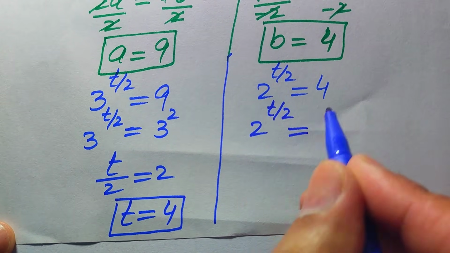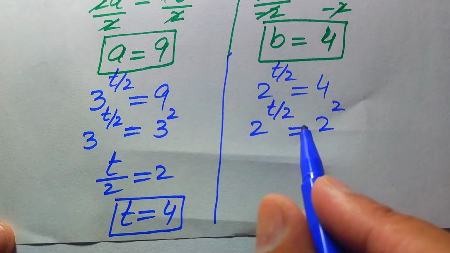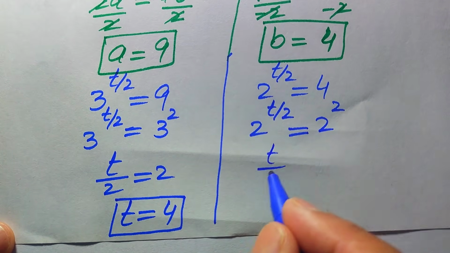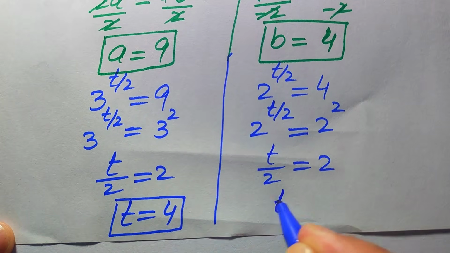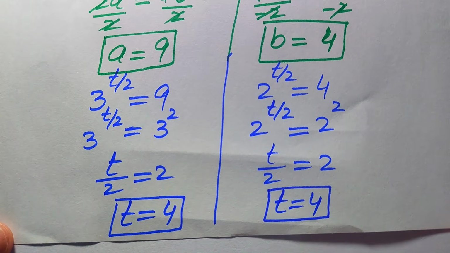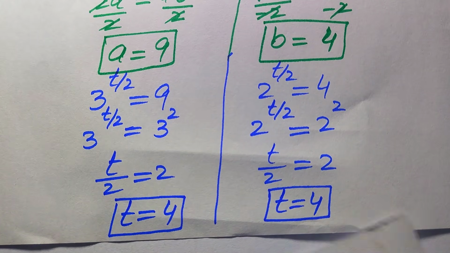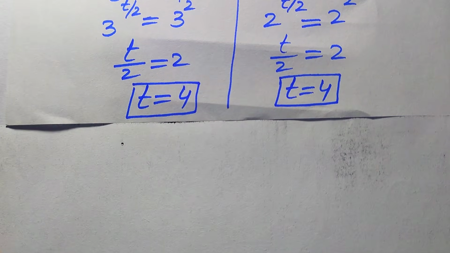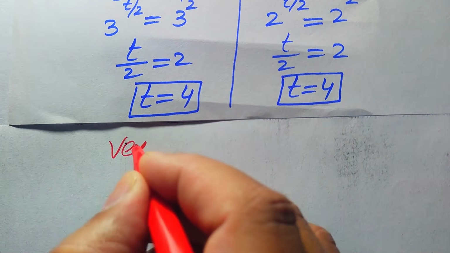So this is one value of t, and in this case we have 2 to the power of t over 2 equals 4, and we write it as 2 squared. So here we need to compare the exponents, and when we compare the exponents we get t over 2 is equal to 2. So we move this 2 to the right hand side, and in the second case we again get the value of t is equal to 4. So you see that in both of these two cases we get only one value of t, that is equal to 4.